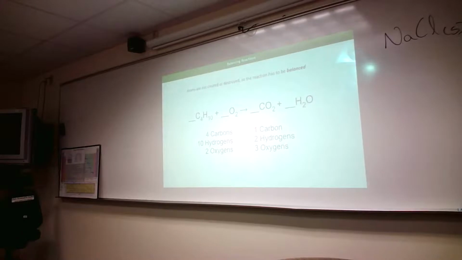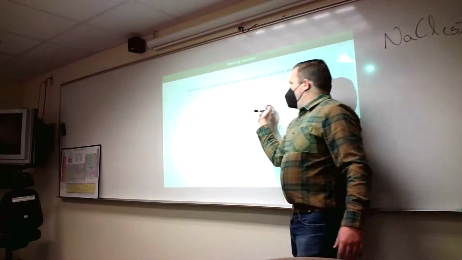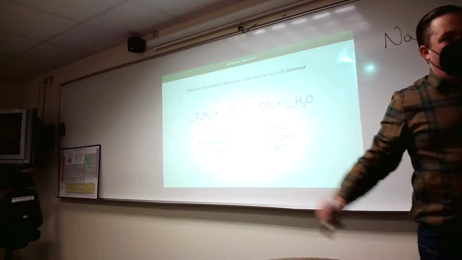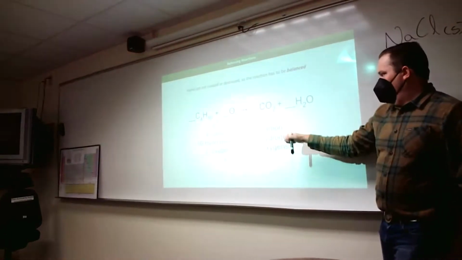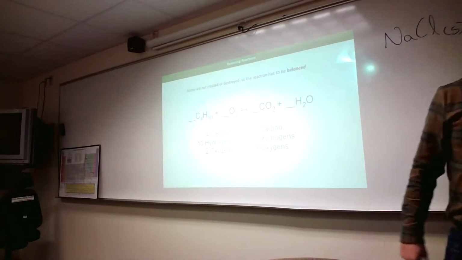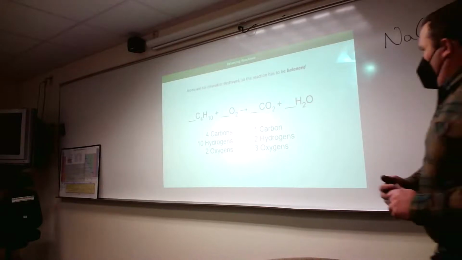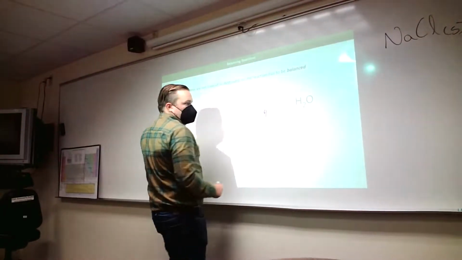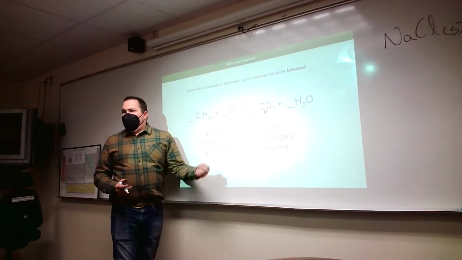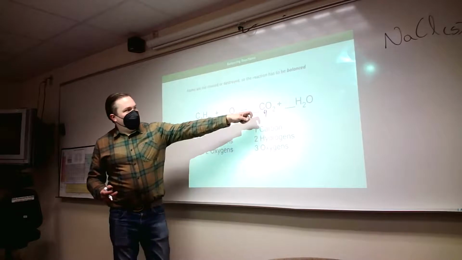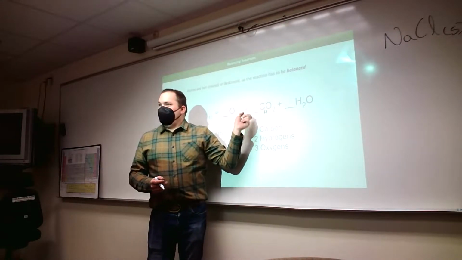So if we're looking at this initially, if we just assume we have one of all of these, we have 4 carbons, 10 hydrogens, 2 oxygens on the left, but on the right-hand side, we have 1 carbon, 2 hydrogens, 3 oxygens. What we can't do is just stick a 4 right here, because now it's not the same compound. We had a reaction that was butane plus oxygen goes to carbon dioxide and water. This isn't carbon dioxide anymore, right? I changed what it is.